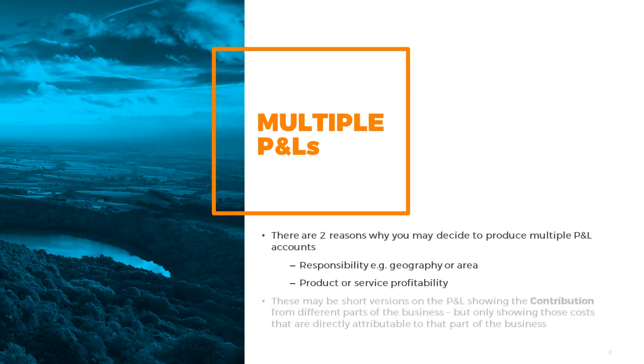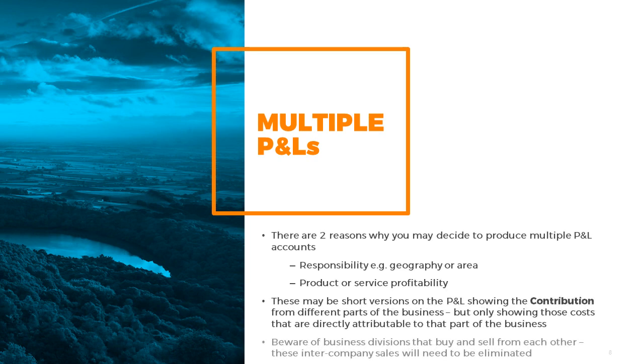It may be appropriate for you to produce multiple profit and loss accounts that sum to a total profit and loss account for your business. There are two reasons why you may decide to produce multiple P&L accounts. One, responsibility, for example geography or area, and two, by product or service. Is a particular part of the business performing in line with financial plans, and hence is any intervention required? Is a particular product generating the profit levels planned? Does this product have more potential, or is its viability in question?